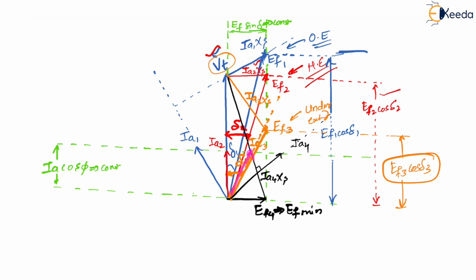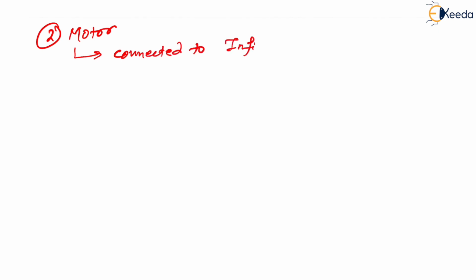Now next, let us see what happens if my output power is changed. Output power is varied, or kind of increased. What will happen then? Let us see. Let me consider the second case for the motor. How is the motor connected? Connected to an infinite bus, no? 100% connected to an infinite bus. Yes or no? Yes.